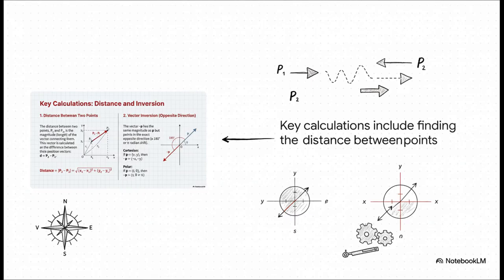Okay, just two last little vector tricks we need in our back pocket. First, finding the distance between any 2 points. It's as simple as finding the length or magnitude of the vector that connects them. Second, what if you want to completely reverse a vector's direction? You just multiply it by -1. In Cartesian coordinates, that's as easy as just flipping the signs of both the x and y components.